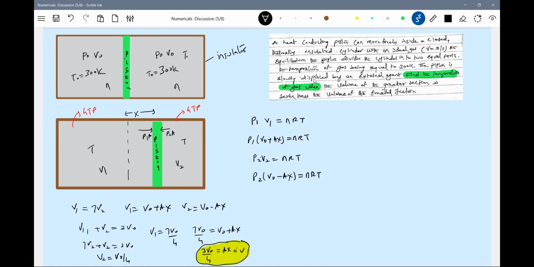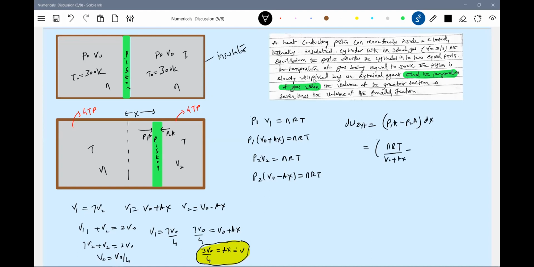Now, what is the work done by the external agent? He has to overcome this difference in pressure forces, no? He has to overcome the difference in the pressure forces. So therefore, work done by the external agent, dW, should be equal to P1A minus P2A into dx. So for P1 minus P2, we have the equations, we'll substitute them.